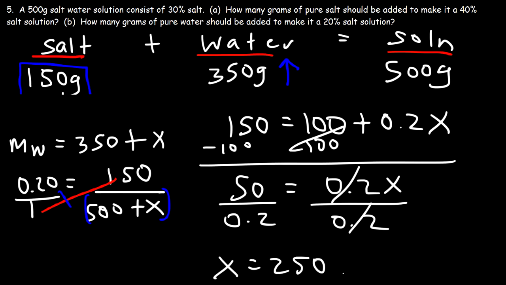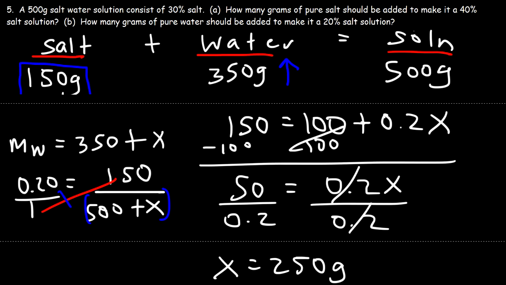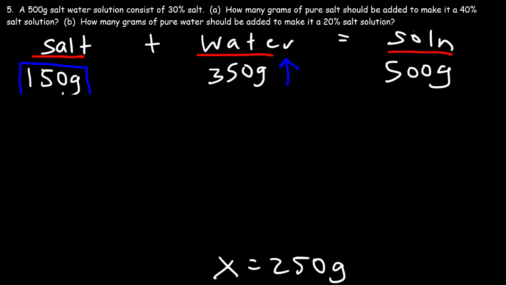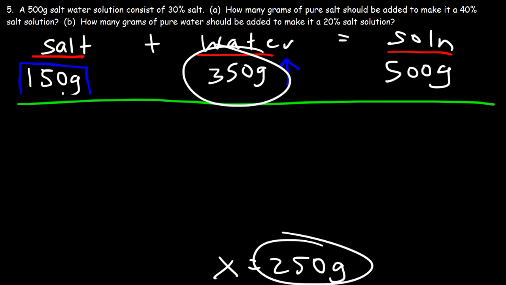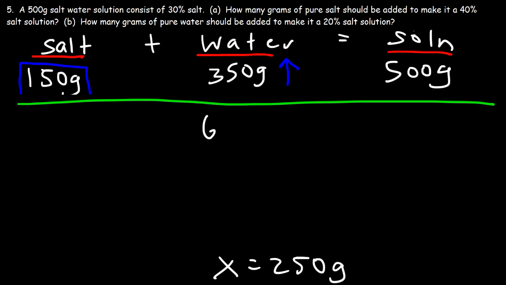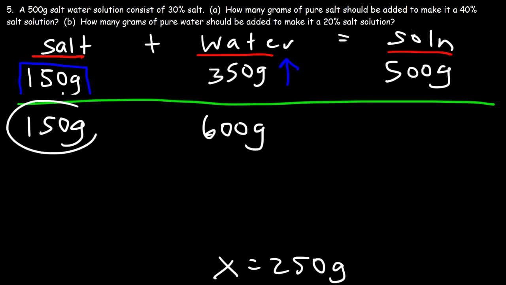So this is the additional number of grams that we need to add to decrease the concentration from 30% to 20%. So let's write the new values. So the mass of water is going to be 350 plus 250, which will give us 600 grams. The mass of the salt will be the same, but the solution will increase. It's 150 plus 600, which is 750.